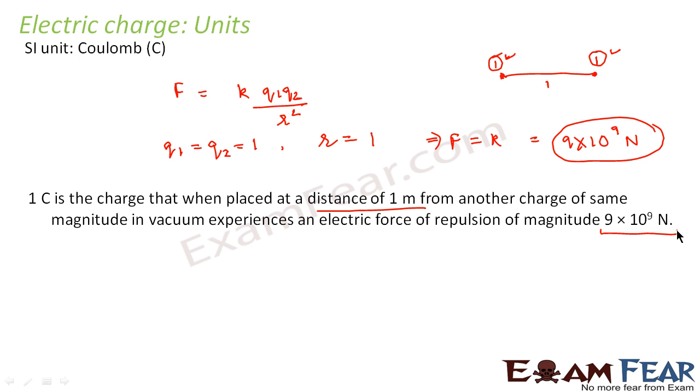But basically, what is 1 Coulomb? Each of the charges is 1 Coulomb when the two charges are separated by a distance of 1 meter and the electrostatic force between them is 9 into 10 to the power 9 Newtons.